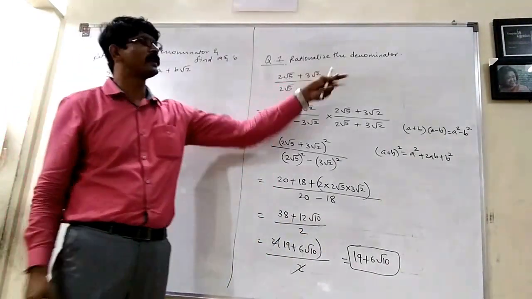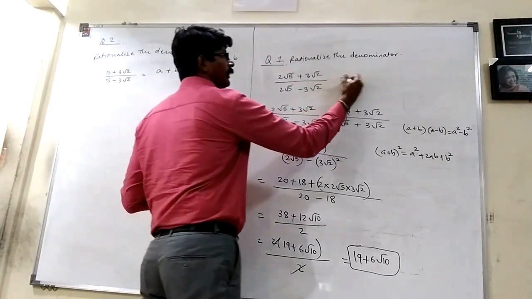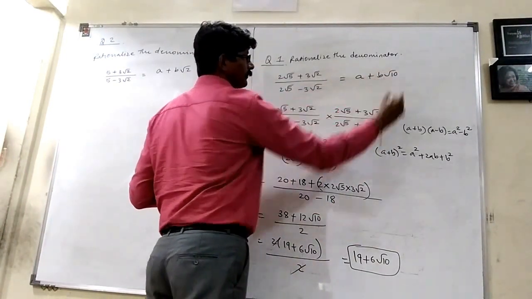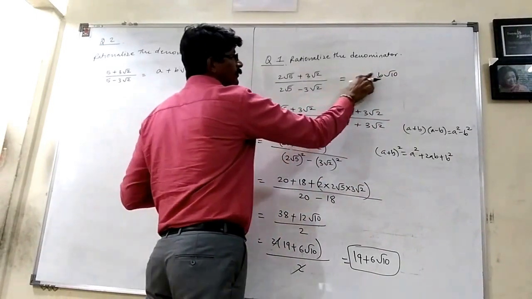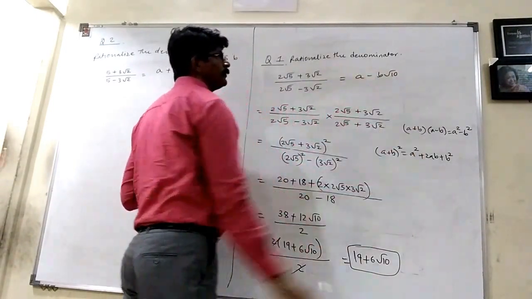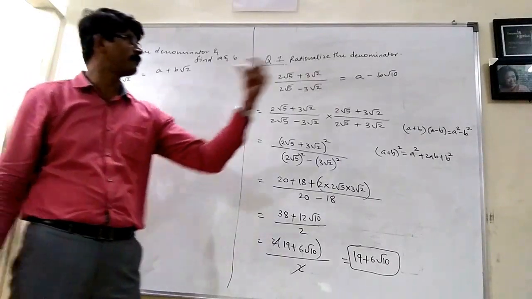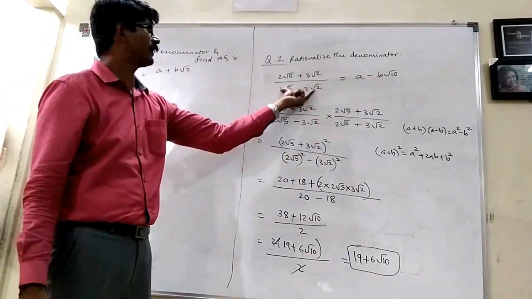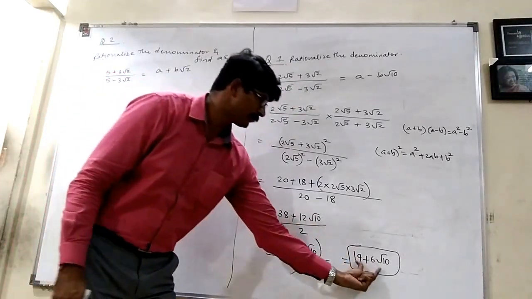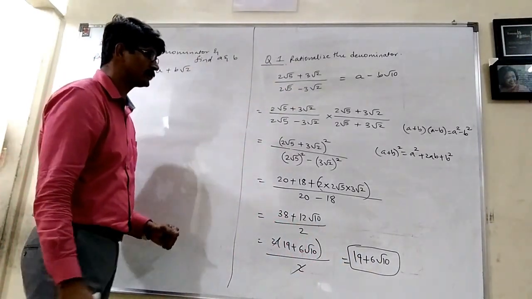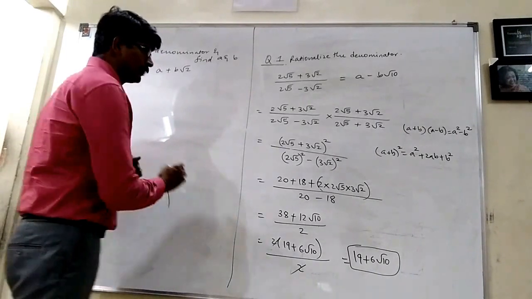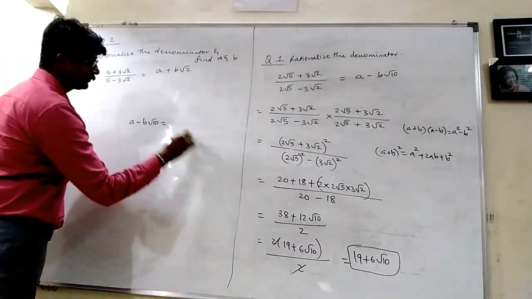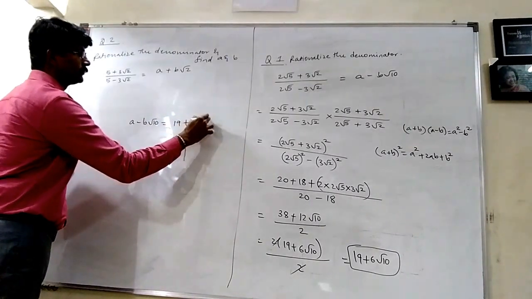Suppose these would have been a plus b root 10, or say a minus b root 10. So what will we do? We will compare this sum, this value, with this, isn't it? What is the value of this now? The value of that is 19 plus 6 root 10. Now, a minus b root 10 can be equated with 19 plus 6 root 10.